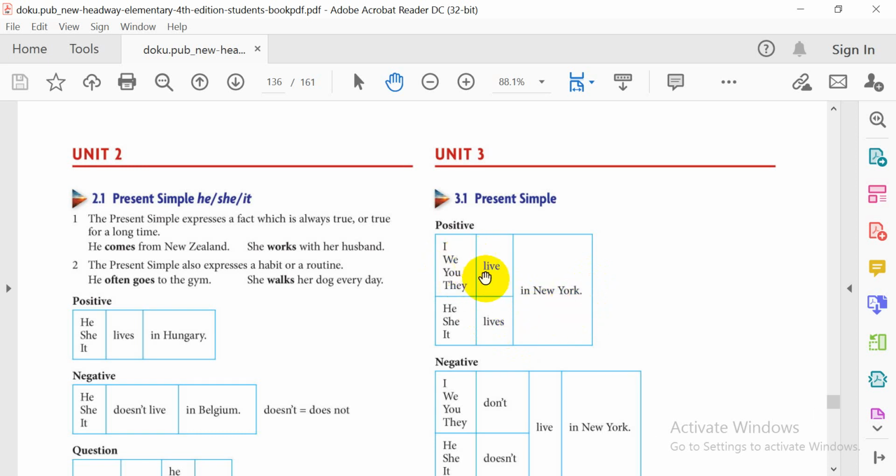I live in New York. The complement is in the form of an adverb of place. But you must note the difference between this verb and this verb. This verb does not contain the third person singular s.